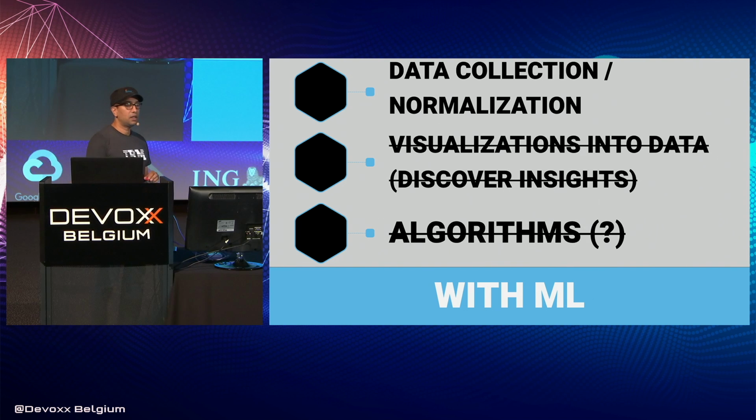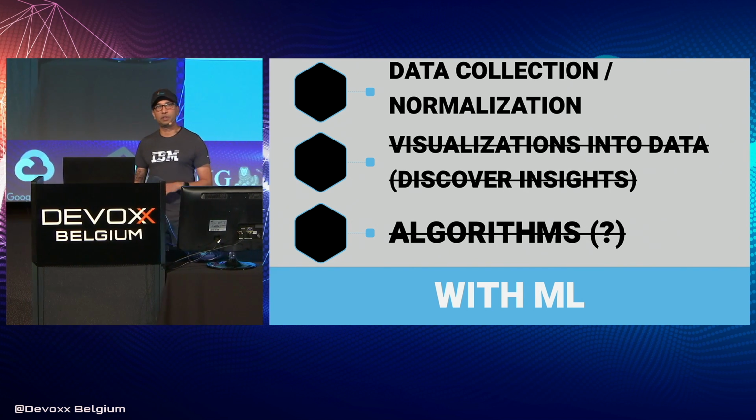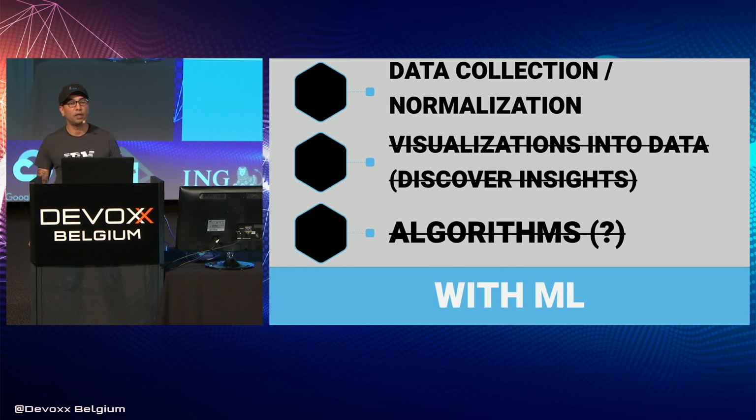With machine learning, the basic premise is that we do the data collection and normalization, because that still has to be done by a human at this point. But the machine figures out the other two parts that we would normally do as a developer.